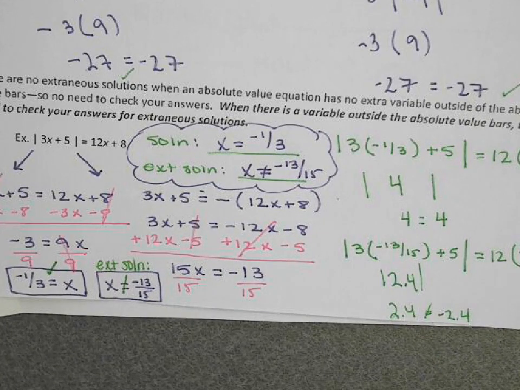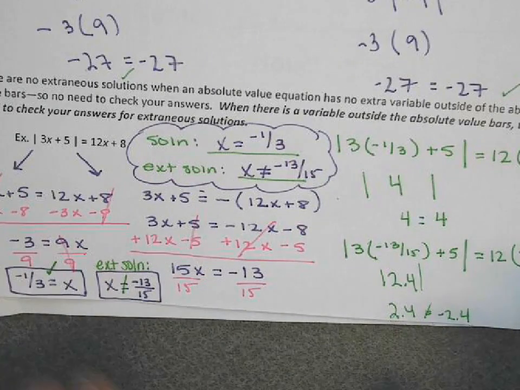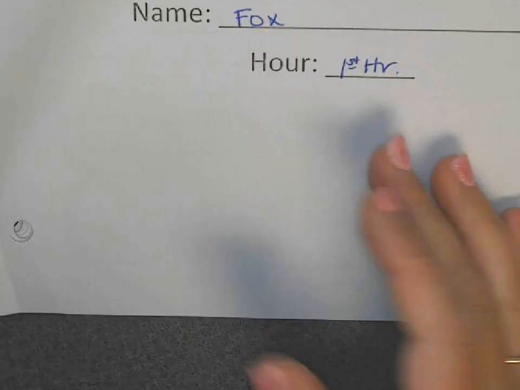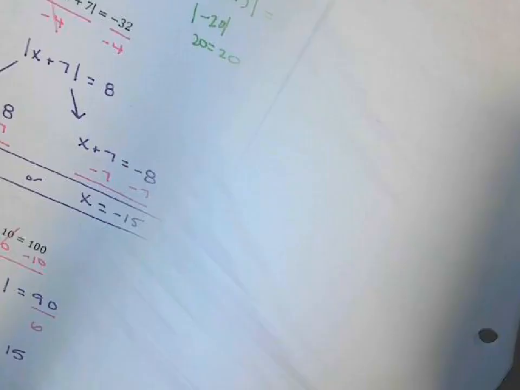It was a lot of work, but that's why we want to make sure we identify which ones could be extraneous so you don't have to do all this work on every single one. So if you turn it over, we just have 2 more examples left. All right, so we have these last 2 problems here.